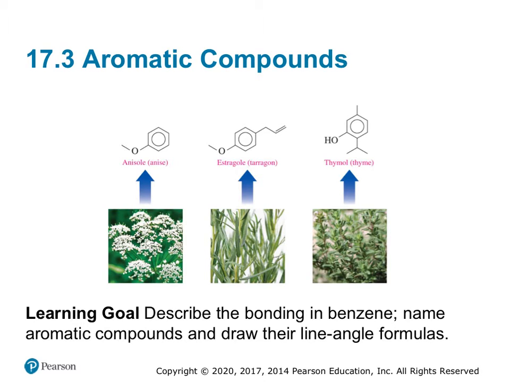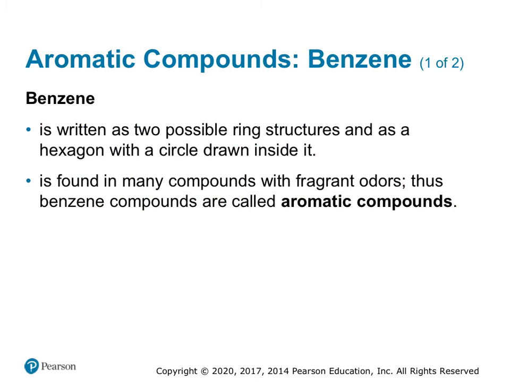Today's lesson focuses on section 17.3, aromatic compounds. The number one most important aromatic compound is known as benzene. Benzene is written as two different possible ring-shaped structures. The carbon atoms form themselves into a ring, and it's also written as a hexagon with a circle drawn inside of it, and I'll show you that in just a minute.